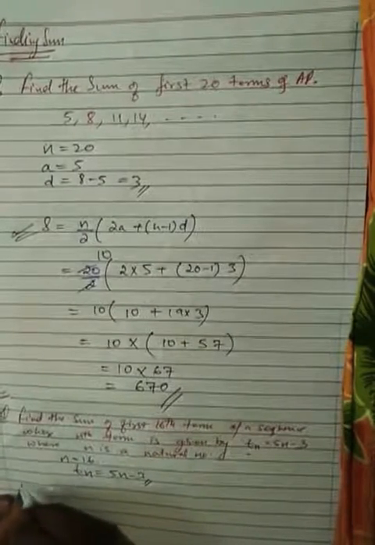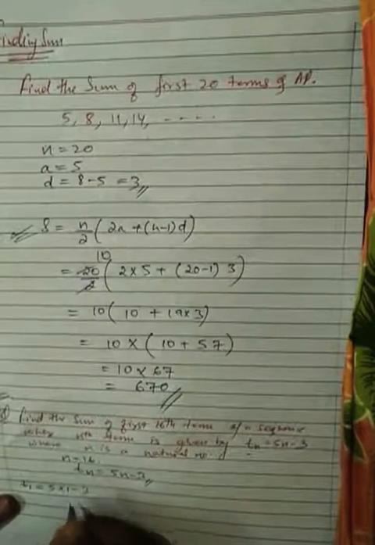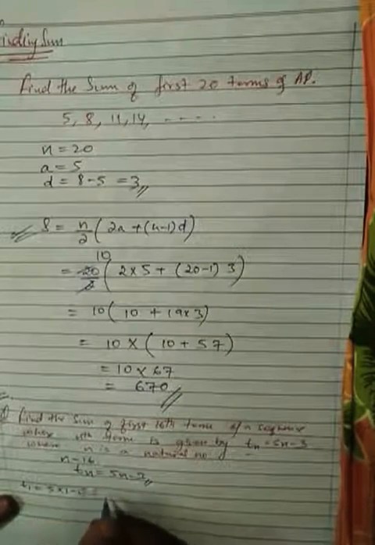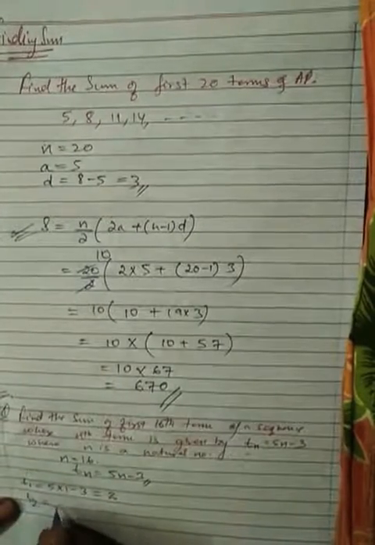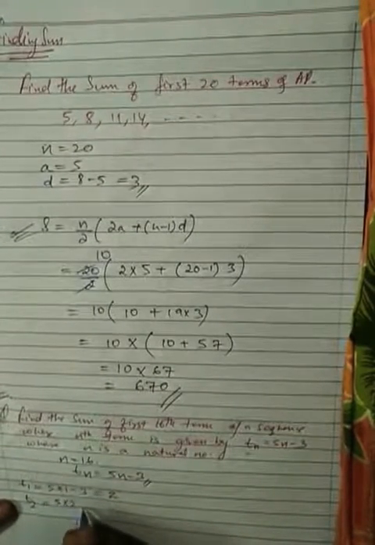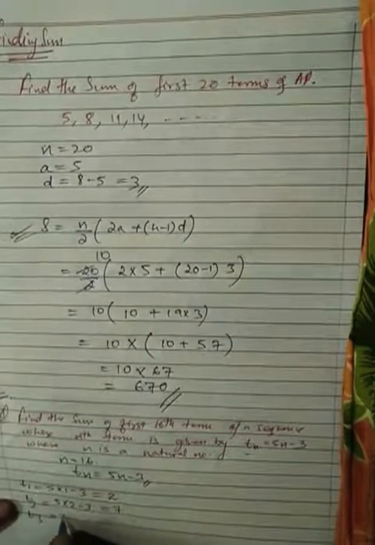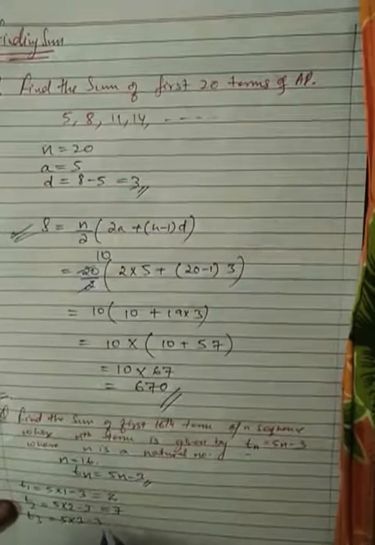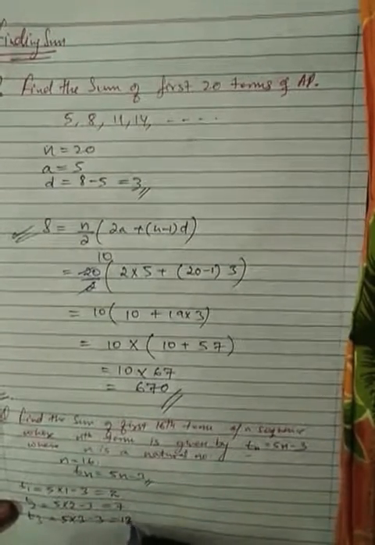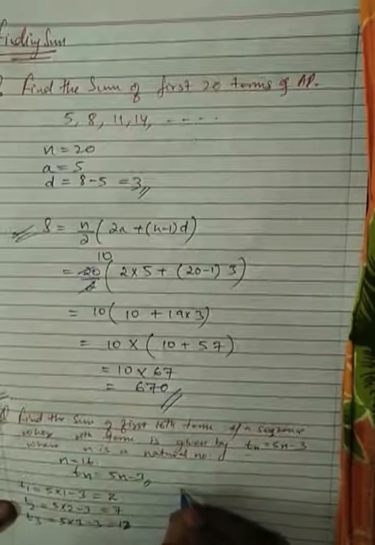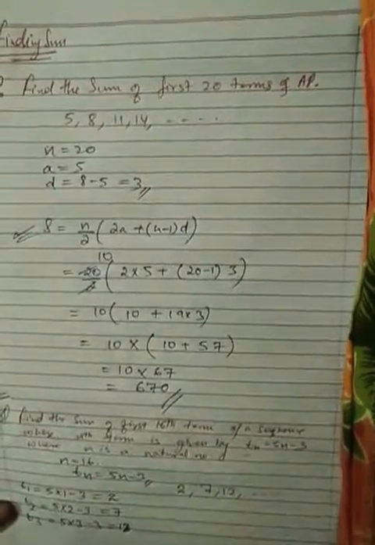Now I need to get the series with this formula. For the first, t1 will be 5 into 1 minus 3, which is 5 minus 3, that is 2. T2 will be 5 into 2 minus 3, 10 minus 3, which is 7. T3 will be 5 into 3 minus 3, 15 minus 3, which is 12. Clear? At least 3 terms we have, so we can say that the series we got is 2, 7, 12, and so on.